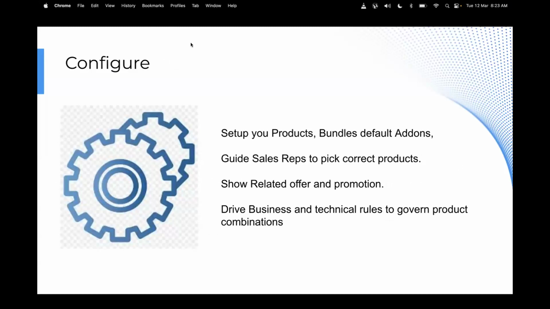Now, in the configuration part of Salesforce CPQ, we would be setting up products, bundles, and default add-ons. Then we would be creating guided selling, so we would be guiding our sales rep to pick the products correctly. We can also show related offers and promotions to the end user or to the customer. And the last one is driving business and technical rules to govern product combination.